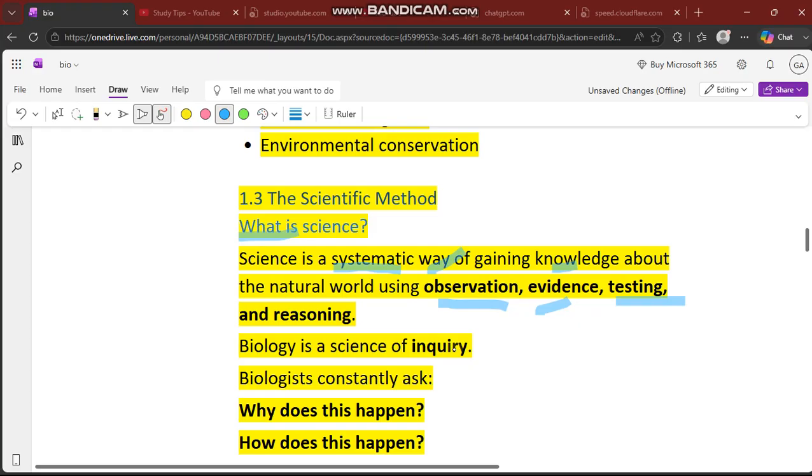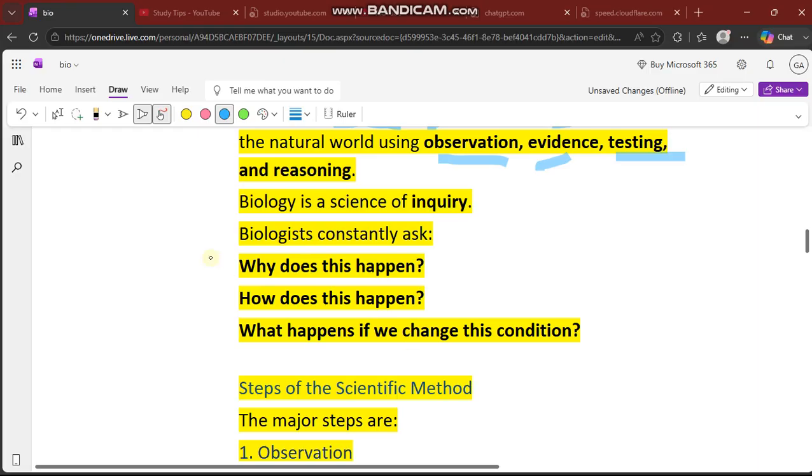Then biology is a science of inquiry, means it is question. ጥያቄ የሚጠይቅ ሳይንስ ነው ባዮሎጂ የምንለው ማለት ነው። so then biologists constantly ask why does this happen? how does this happen? what happens if we change this condition? ያሉ ባዮሎጂስቶች ጥያቄ ያበዛሉ። ለምንድን ነው ይሄ የተፈጠረው? እንዴት ነው ይሄ የተፈጠረው? እንዴት ይሄንን የተፈጠረውን ብንቀይረው ምን ይፈጠራል? እያሉ ሳይንቲስቶች ይጠይቃሉ or biologists ይጠይቃሉ ማለት ነው። biologists means a person who study about biology.